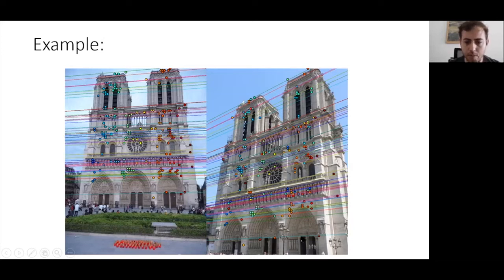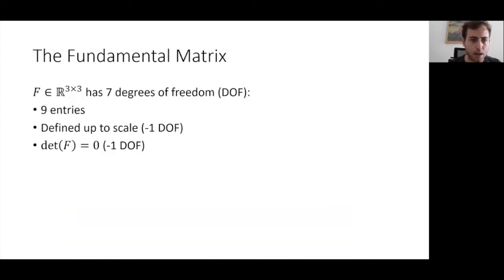So any point correspondence from one epipolar line should be on its corresponding epipolar line, and you can see that it's true here, more or less. Okay, more properties for the fundamental matrix. It has 9 entries, and it is defined up to scale, so it reduces 1 degree of freedom. But also the determinant of F should be 0, which is something that you will show in your homework, but it's simple to show. So it has 7 degrees of freedom in total.